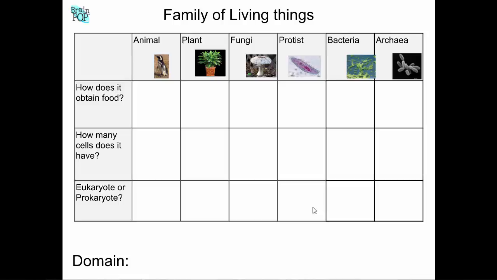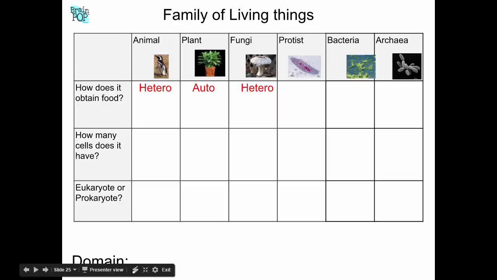So, animals. Autotroph or heterotroph, Lindsay? Heterotroph. Which means they need to go out and eat other organisms in order to get their food. Plants are autotrophs. They do not need to eat anything. They obtain their energy by using sunlight and photosynthesis.